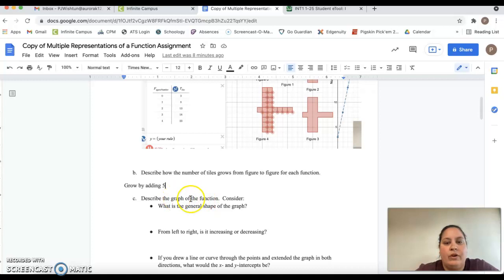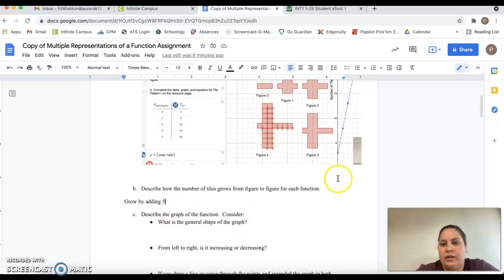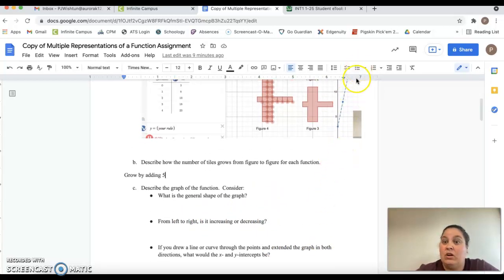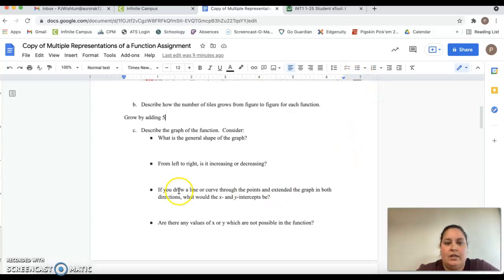Describe the graph of the function. Consider, what is the shape? Okay, well, looking at the shape, it's a straight line. Perfect. Is it increasing or decreasing? Okay, well, are the numbers getting bigger or are they getting smaller? They're getting bigger, which means it's increasing.